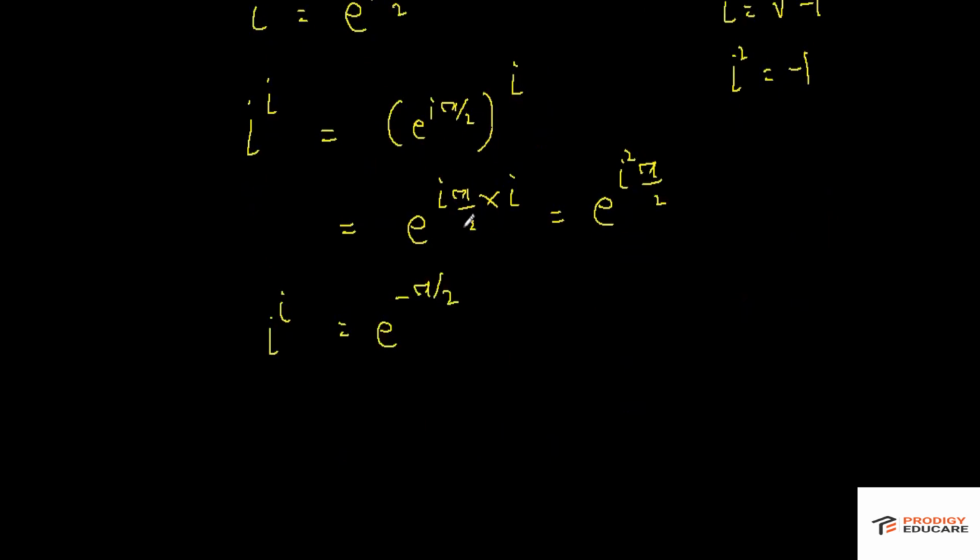Now the strange thing about this is, we are getting a transcendental number, which is a real number. And if we evaluate this using a scientific calculator, we simply substitute the value of e and value of pi. So value of e raised to minus of pi by 2. From that we are getting approximately, as it is a transcendental number, 0.2078 and so on.